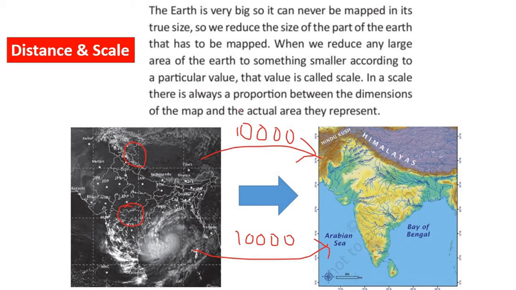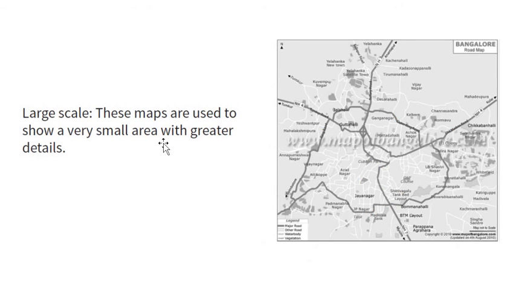Now, in a scale, there is always a proportion between the dimensions of the map and the actual area they represent. We will talk about it in a few minutes. Now there are two types of scales. One is large scale. These maps are used to show a very small area with greater details. See, this is a road map of Bangalore, and very many details are there.